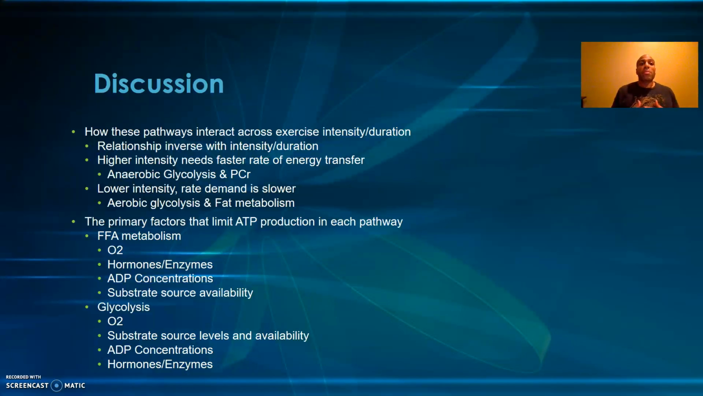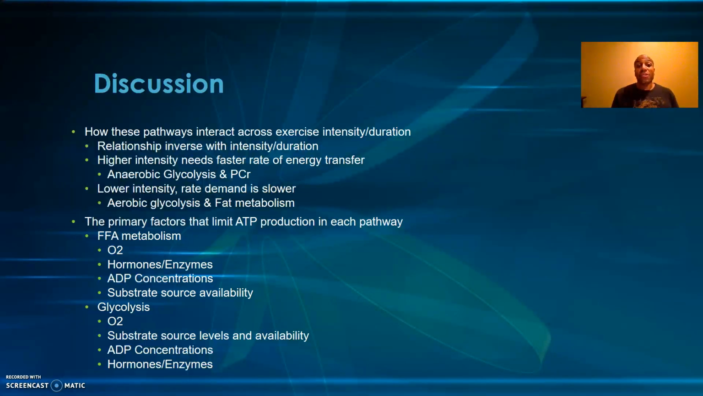So a couple things to talk about in discussion so we can finish up here. I wanted to talk about the pathways and how they intersect with intensity and duration. What I want to talk about is the relationship between those, which is an inverse relationship. So the higher the intensity, the faster the rate we need for energy transfer. So with those processes, we need to use a faster system to transfer that energy, such as anaerobic glycolysis or the phosphocreatine system. At lower intensities, where the rate for energy transfer is slower, we can use aerobic glycolysis or even the fatty acid metabolism, due to the fact that we're not working at such a high intensity.